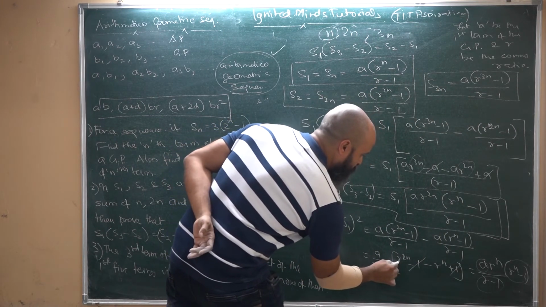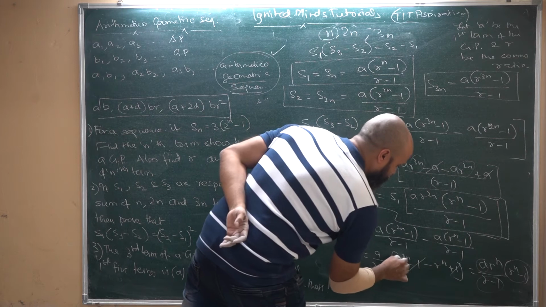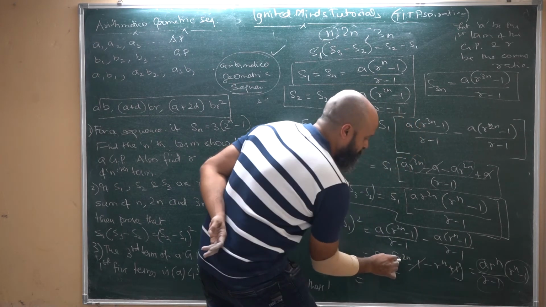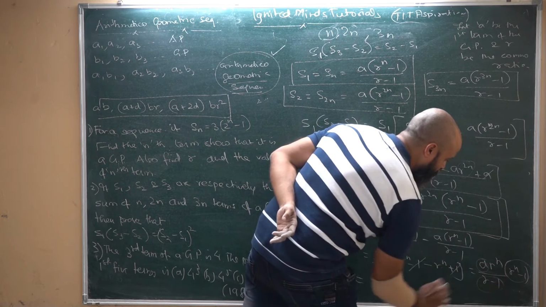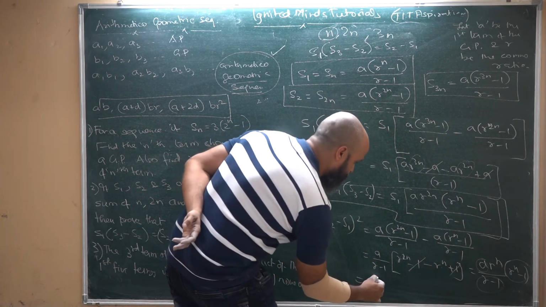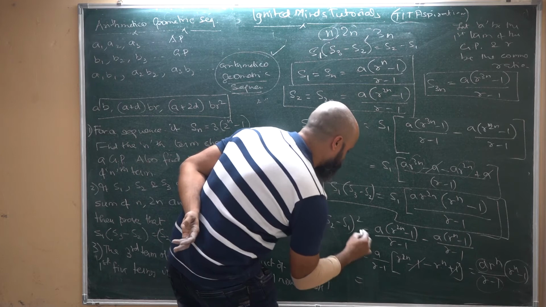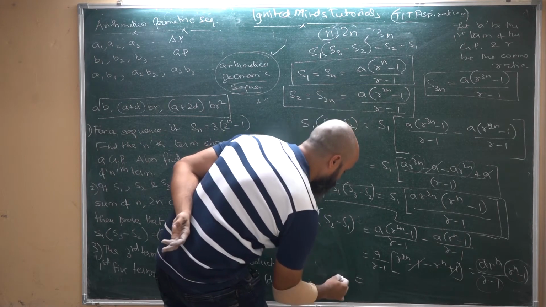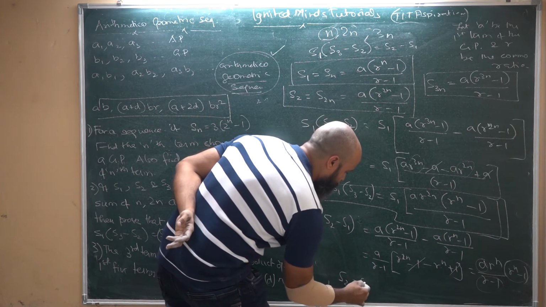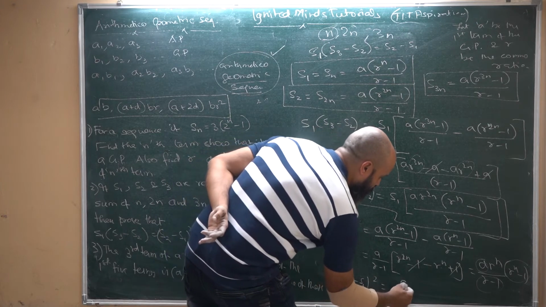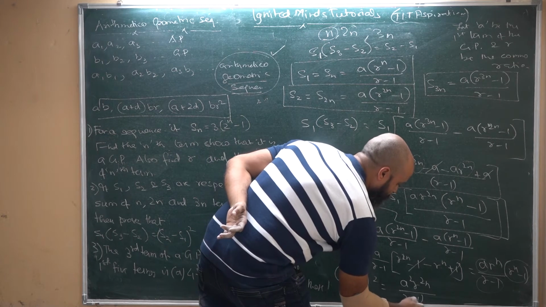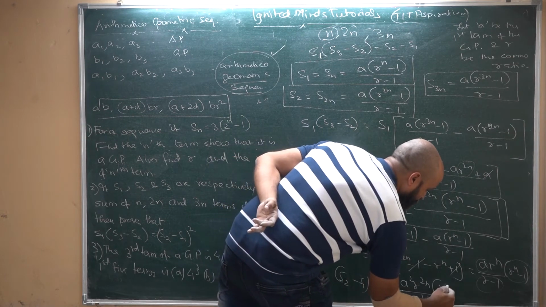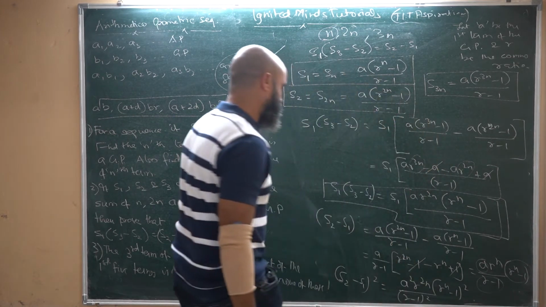So we have A R^2n. R^2n can be taken R^n as common. We have already taken it out as common. So this has to be squared. So if this has to be squared, this will be (S2 minus S1) squared. This will give you A squared R^2n (R^n minus 1) squared upon (R minus 1) squared.